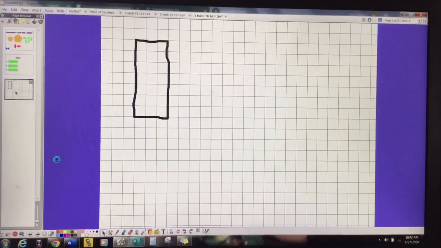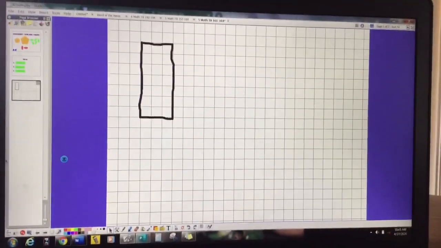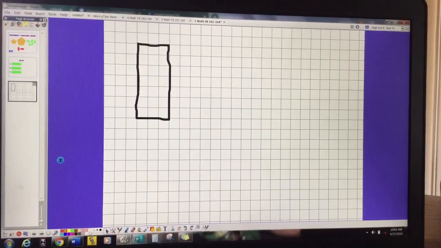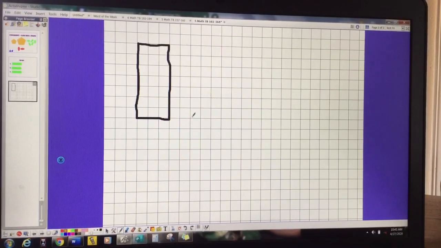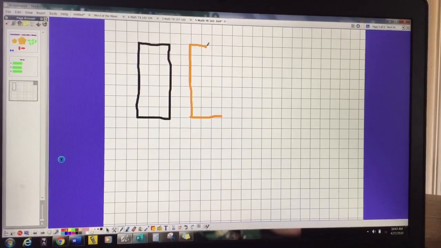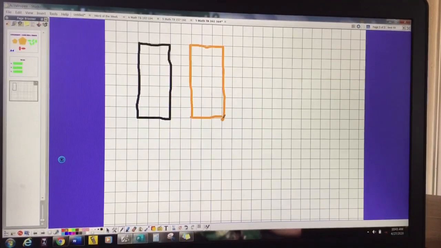So in your workbook, when it asks you to draw a figure that is congruent, you can, okay, so let's see. This rectangle here is 3 squares across. You can draw it really the exact same right next to it, okay? Just like that. That's congruent, and pretend my work is perfect, right?